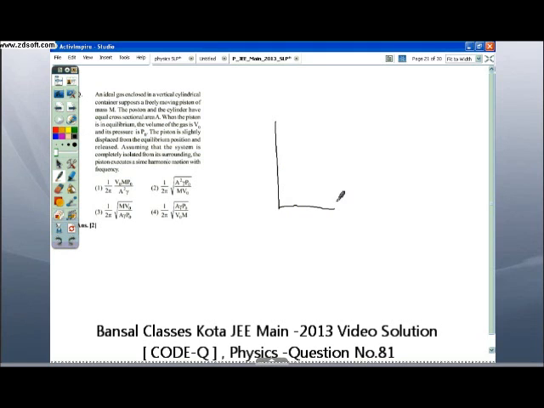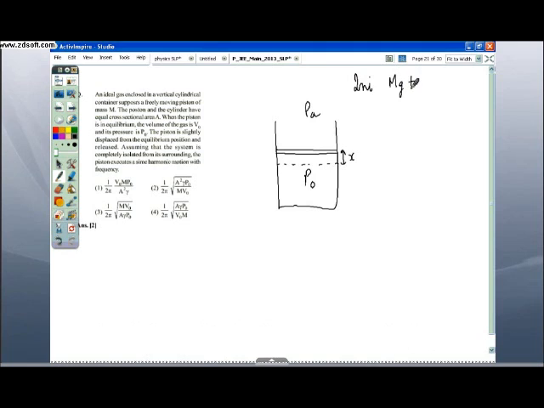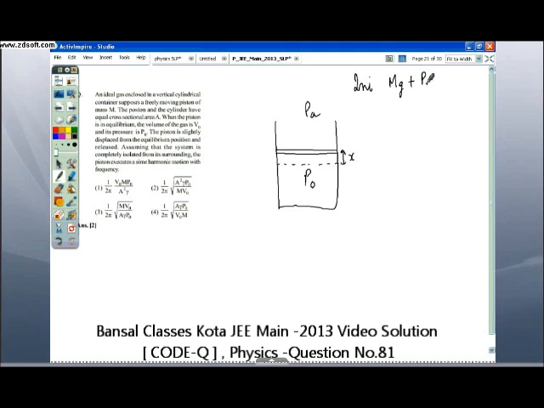Let's try to understand the situation. Here there is a piston which is enclosing a gas at pressure P0. The atmospheric pressure is PA. So we can say in this particular position it is in equilibrium. Suppose if I displace this body from the equilibrium position by a distance x, in that particular position the body will not be in equilibrium. Initially it was in equilibrium, that means mg plus P atmosphere multiplied by area should be equal to P naught multiplied by area.